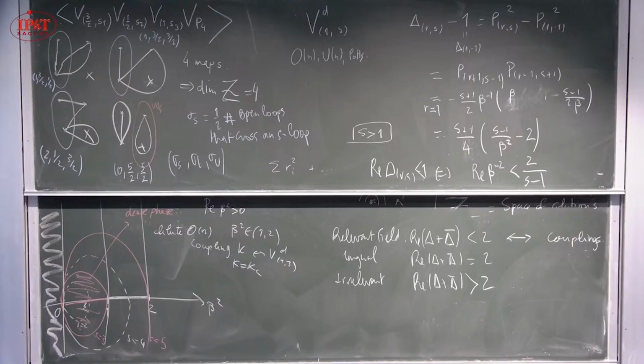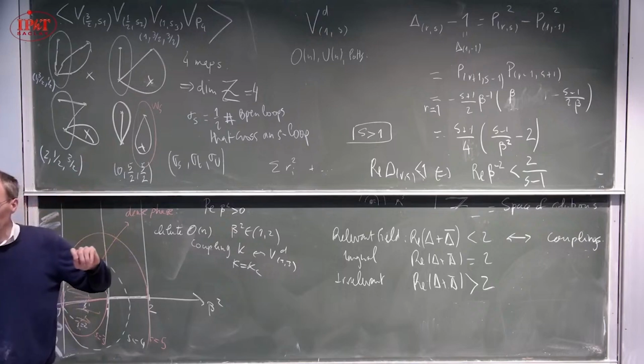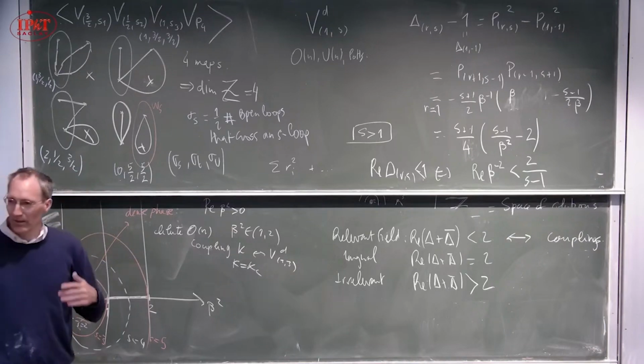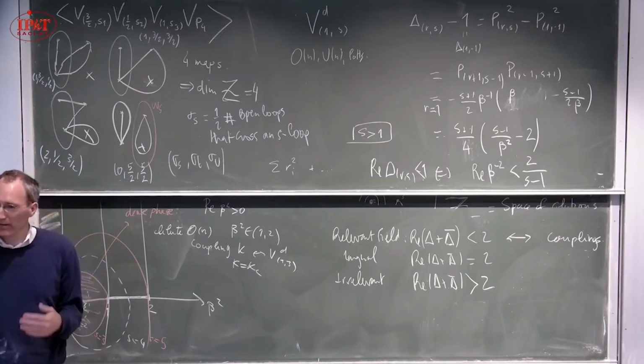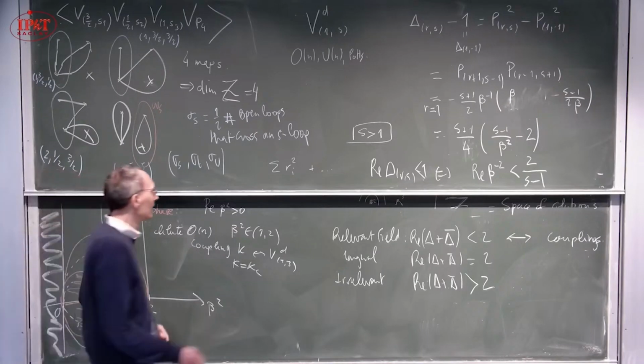What happens with s equals 0? The operators with s equals 0. No, we consider here only degenerate fields. So degenerate fields don't have s equals 0. So you have a non-diagonal field with indices 1 and 0. That's the one you were talking about? Yes, that one.